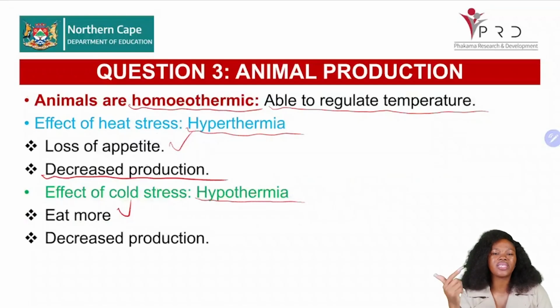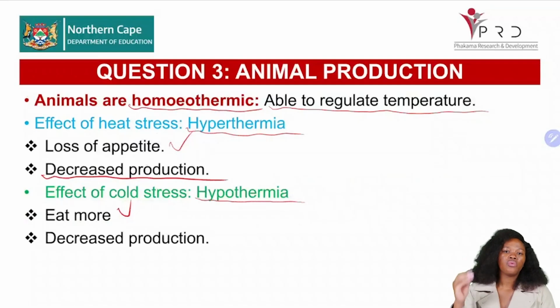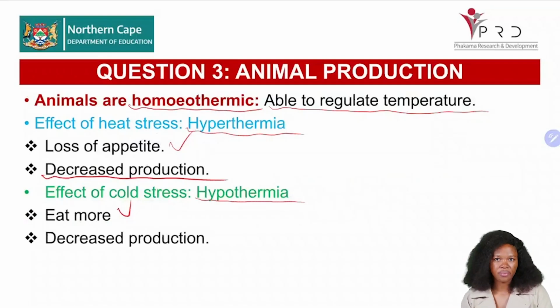Now, what will be the signs shown by animals facing hypothermia? They will huddle in groups, right? They will feel cold. So these are the effects of cold stress and heat stress in farm animals.